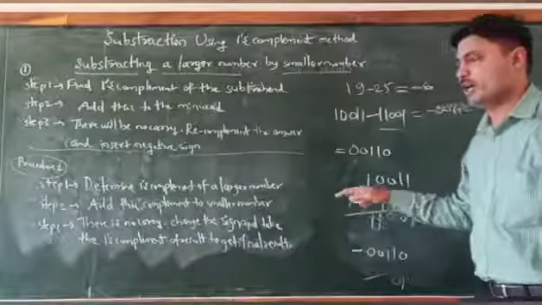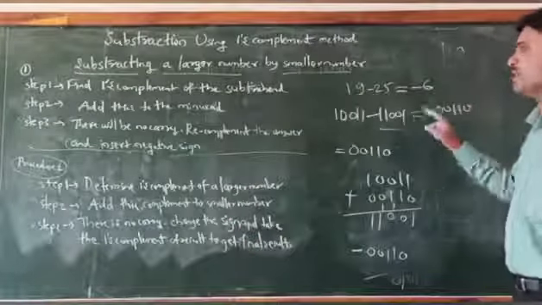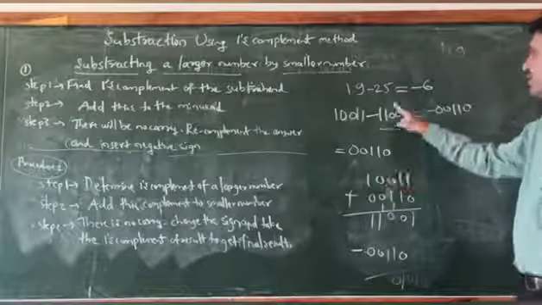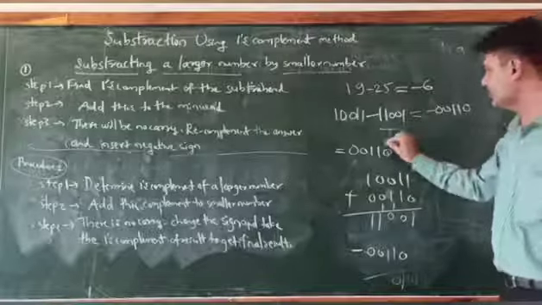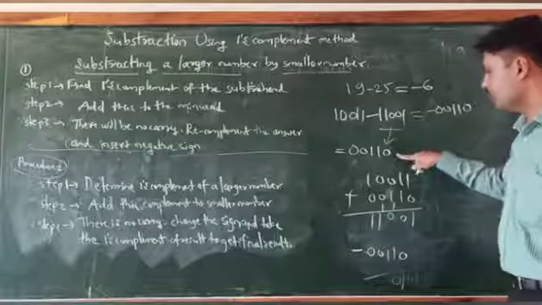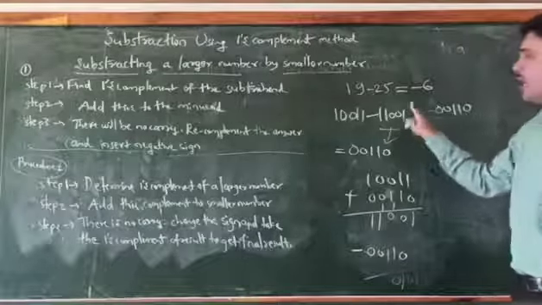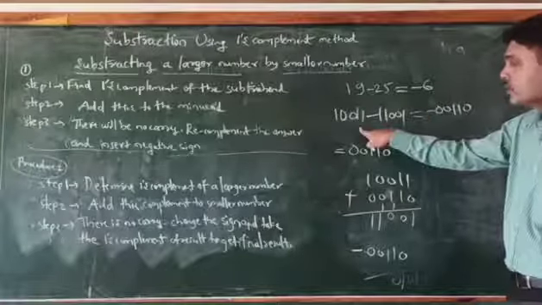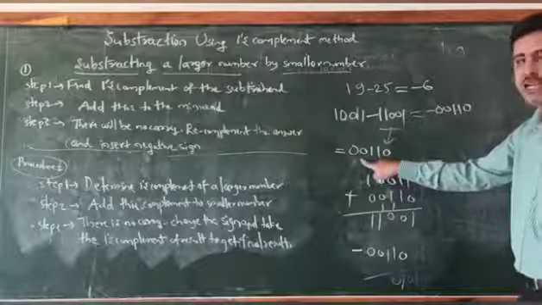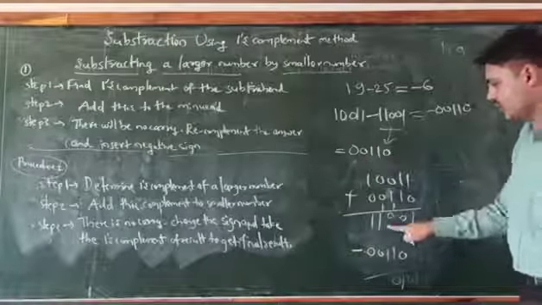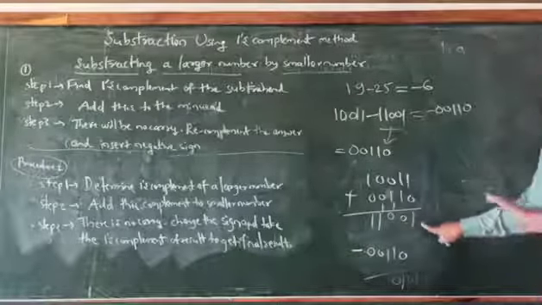What is the procedure here? First we need to find the ones complement of the subtrahend, the larger number, that is 25, 1 1 0 0 1. The ones complement of this number is 0 0 1 1 0. Add this to the minuend, the small number, 1 0 0 1 1, plus the ones complement of the larger number, 0 0 1 1 0. The answer will be 1 1 0 0 1. There will be no carry here.